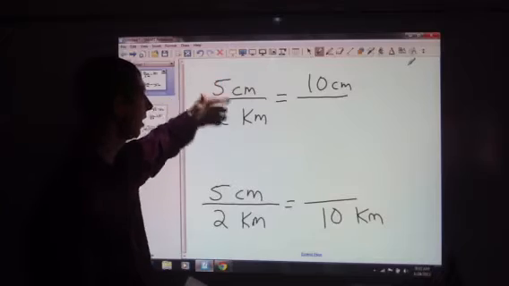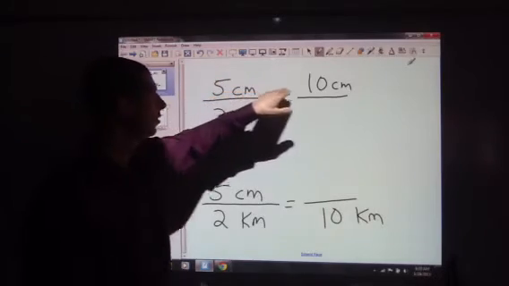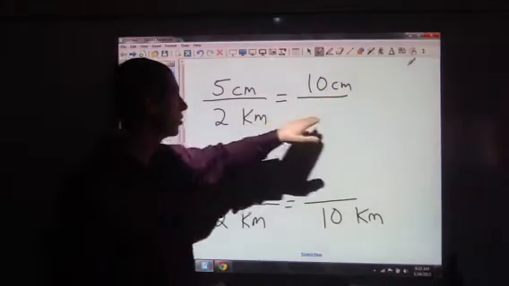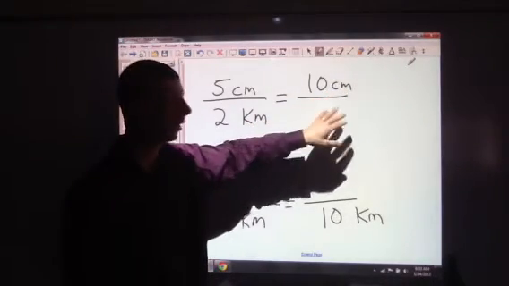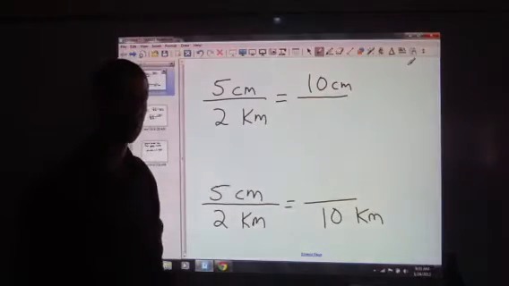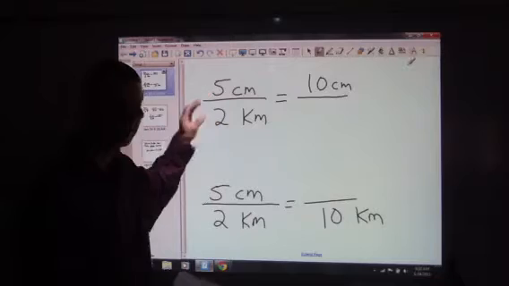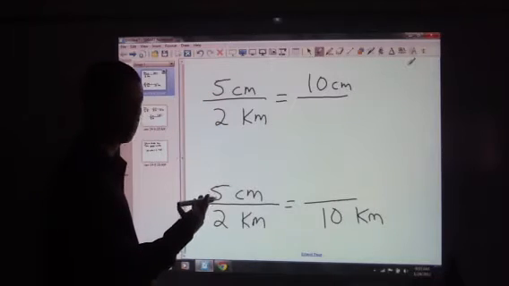So in this case I have this set up, and the one thing I want to point out is, here's the scale given: centimeters needs to be set up proportionally right across from centimeters. Kilometers then would be set up across from kilometers. In this situation, we're solving for how many kilometers is 10 centimeters, if this is the scale. All right, so what we do is we cross multiply.